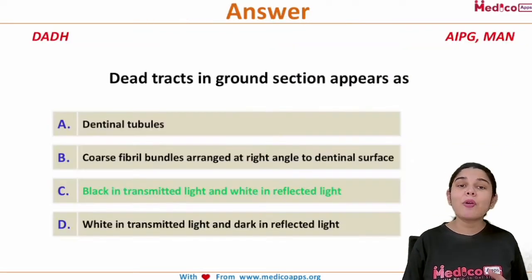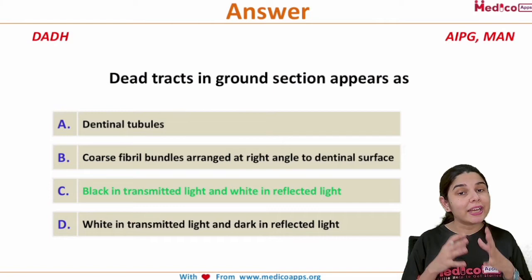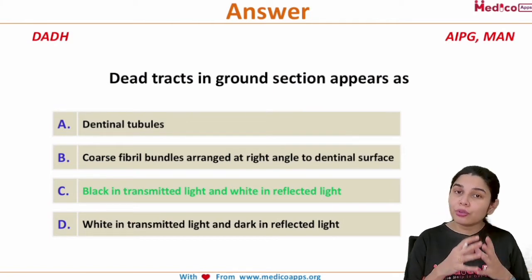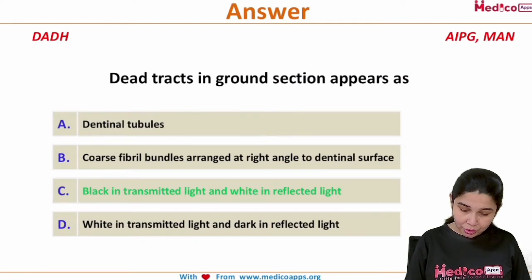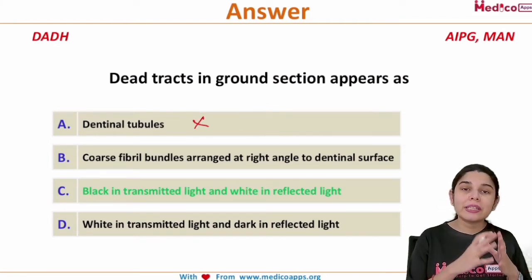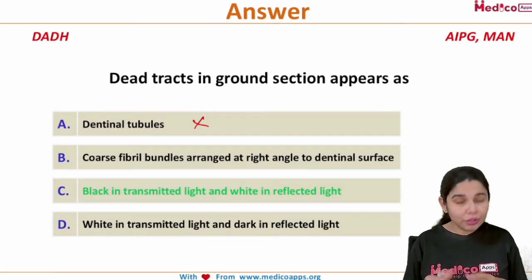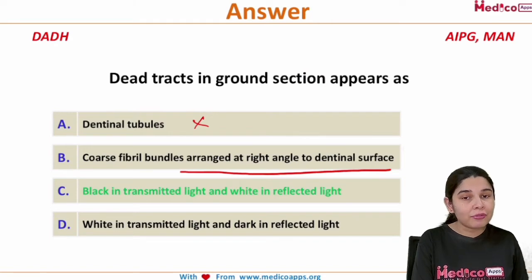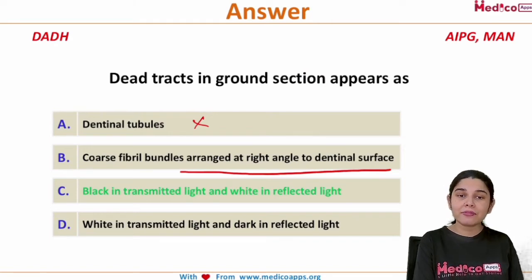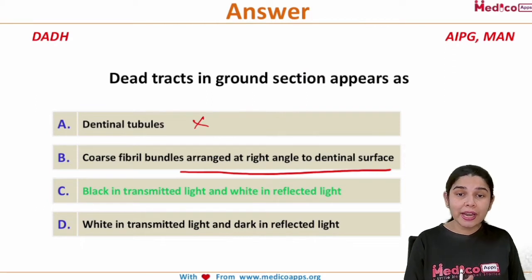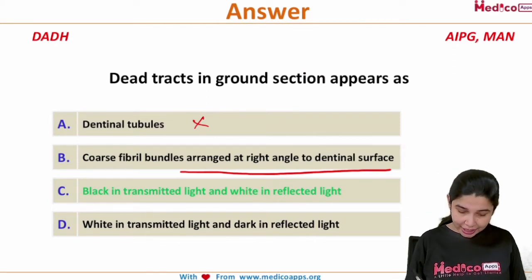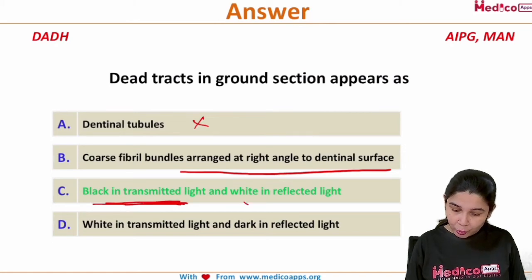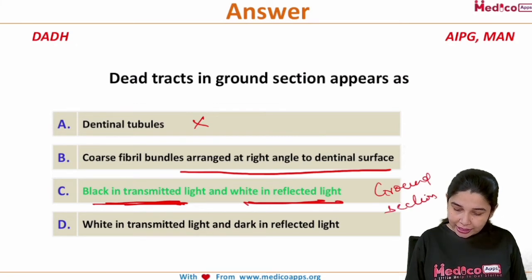So with this, let's go back to our question, which had asked how the dead tracts in ground section appear. Do they appear as dentinal tubules? No, they are not dentinal tubules. The second option is coarse fibril bundles arranged at right angle to the dentinal surface. No, they are not bundles of fibers arranged to the dentinal surface. Do they appear black in transmitted light and white in reflected light? Yes, they do appear black in transmitted light and white in reflected light when we take a ground section of the dentine. That is the answer we are looking for.